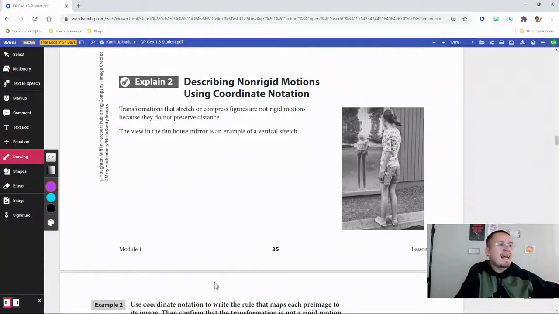So non-rigid motion. We talked about being rigid. Now we're going to talk about being a little non-rigid. I'm going to break this video up into 2 parts. This will be the last part for this one. We're already about too long. So transformations that stretch or compress are not rigid motions, not the same distance.